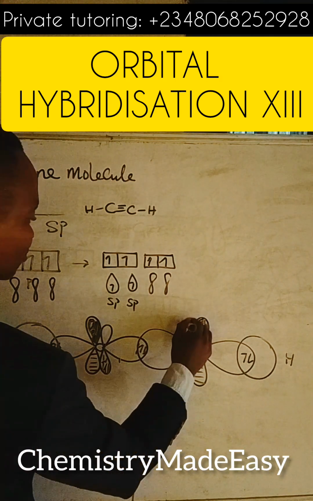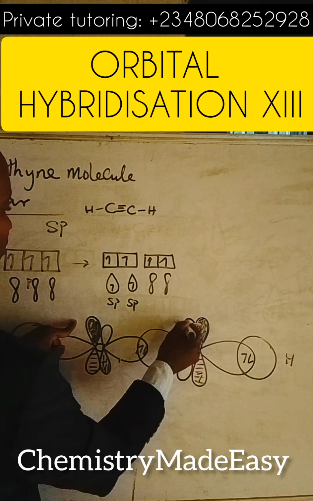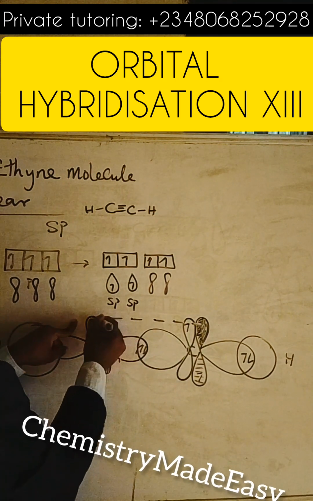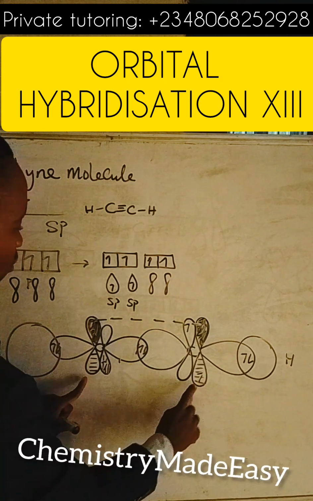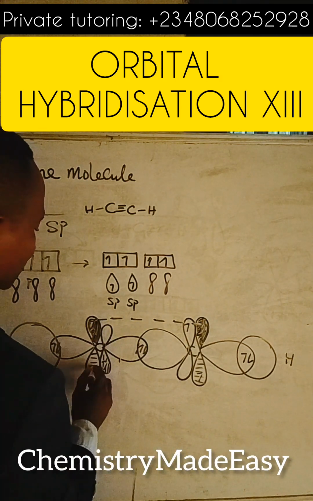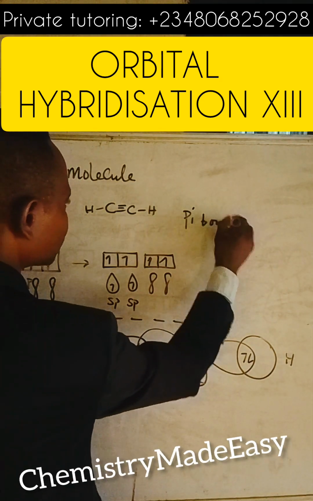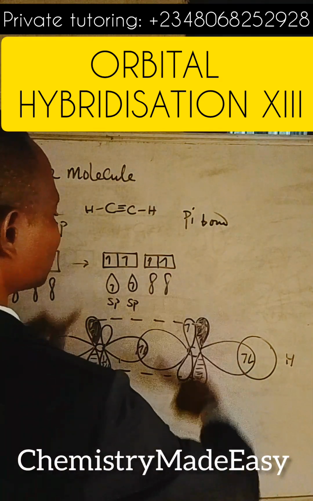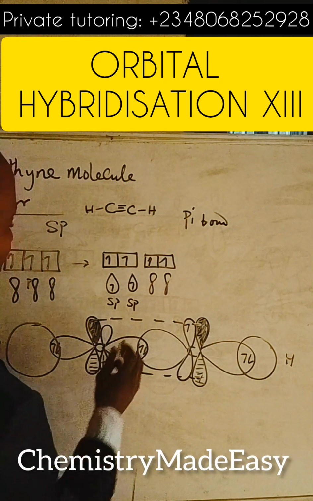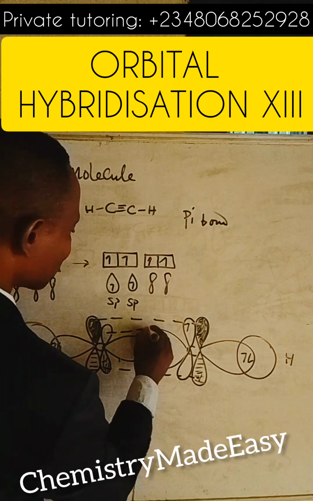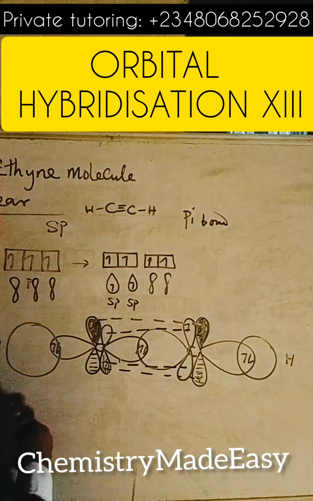Now, these unhybridized p orbitals have their electrons intact. So this will form a partial bond, because it's only 1 electron existing in between them, up, and 1 electron existing in between them, down. These 2 partial bonds lead to what is called pi bond, which is not a strong bond, because electrons keep moving up and down, creating a pi bond. The same thing happens with the second unhybridized p orbital, creating another pi bond.